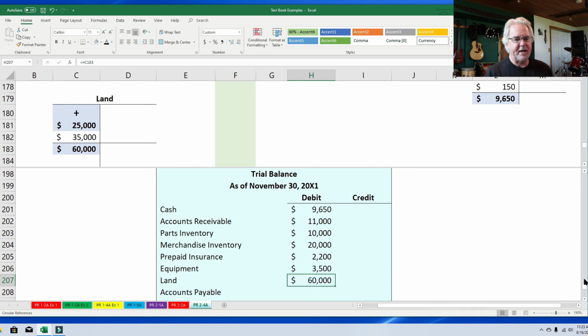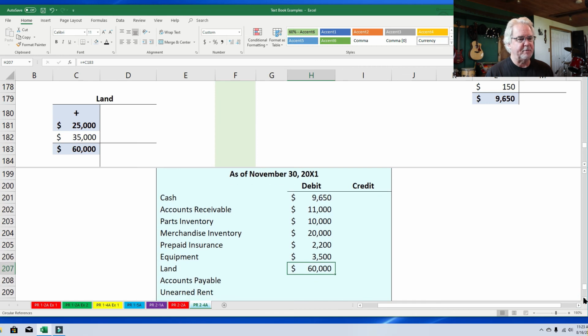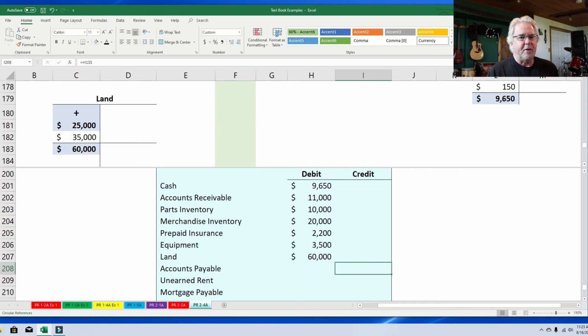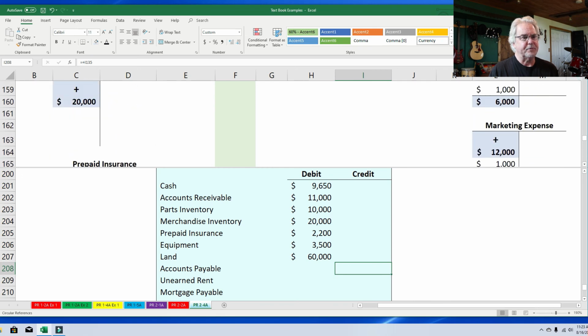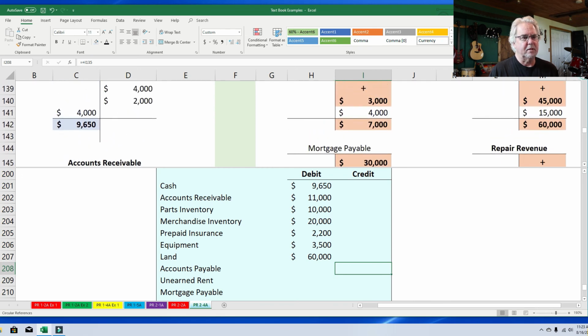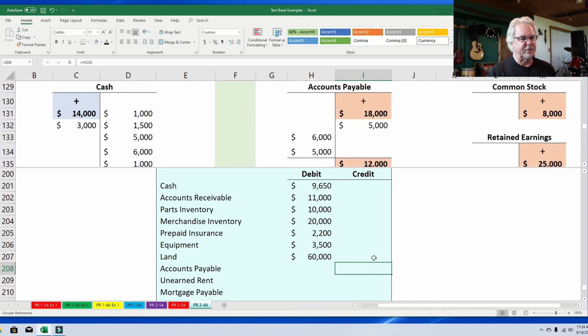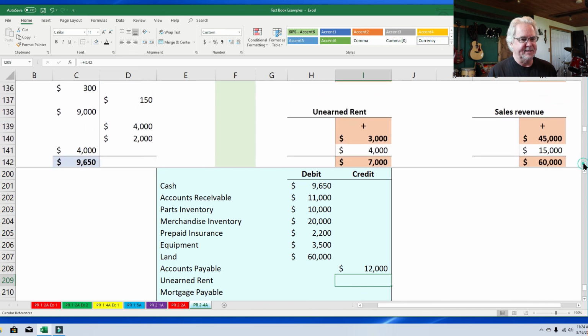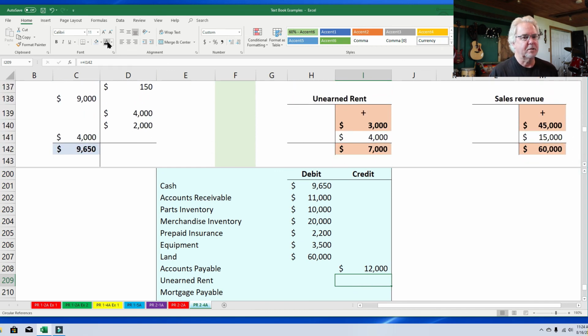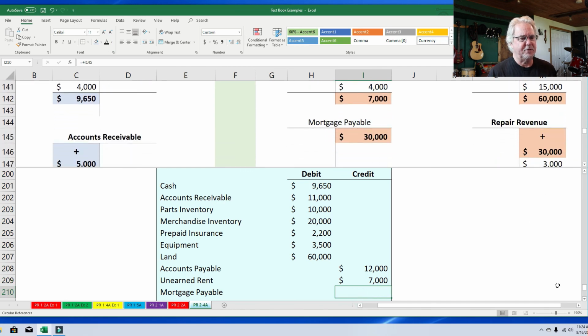Now we're coming down to accounts payable. Maybe by now you already know that accounts payable goes on the right. So let's go up and find accounts payable on our general ledger. There you are, accounts payable, 12,000 on the right. Unearned rent, 7,000 on the right. Mortgage payable, 30,000 on the right. See, it's easy. You're just copying numbers. That's all you're doing.